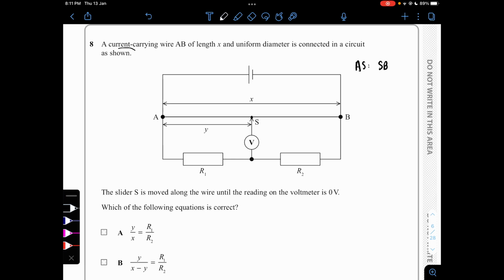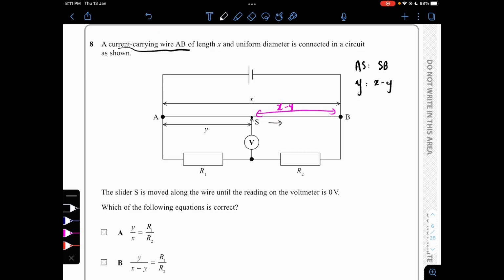Because they're current carrying wires of uniform diameter, they're equally the same. So if the slider moves here, correspondingly something would happen to R1, and the opposite would happen to R2. So what is this distance? For A to S, it is Y. What about S to B? S to B is the whole thing minus Y, so that would be X minus Y.